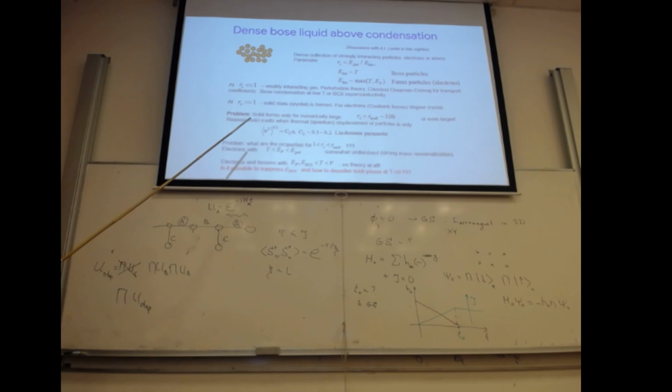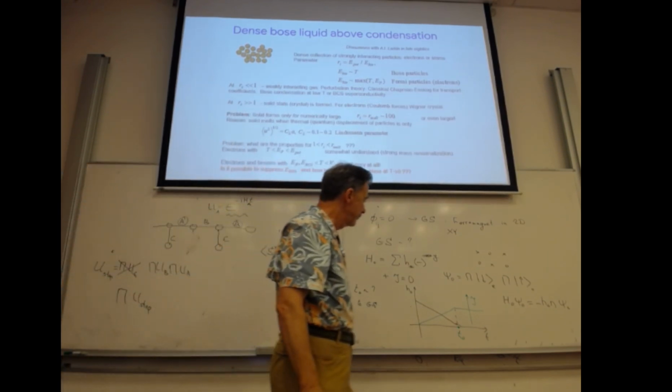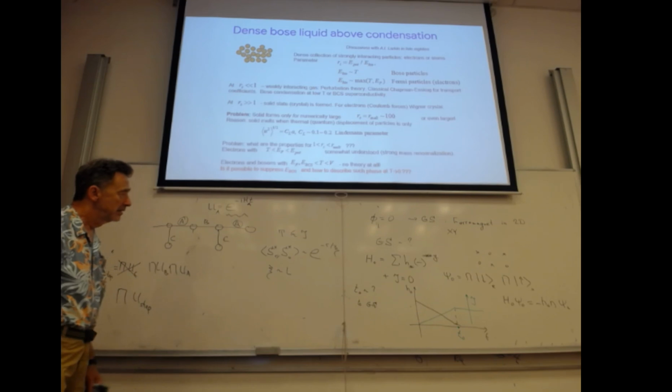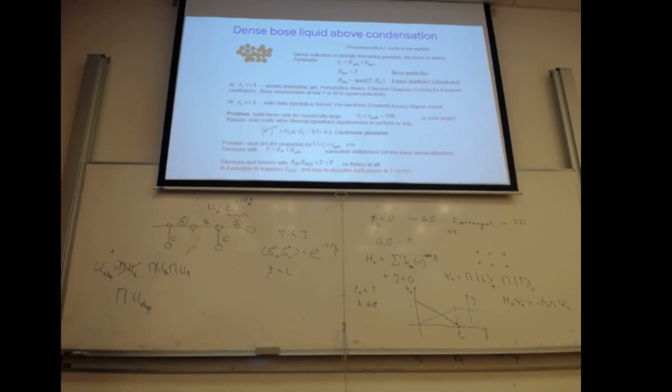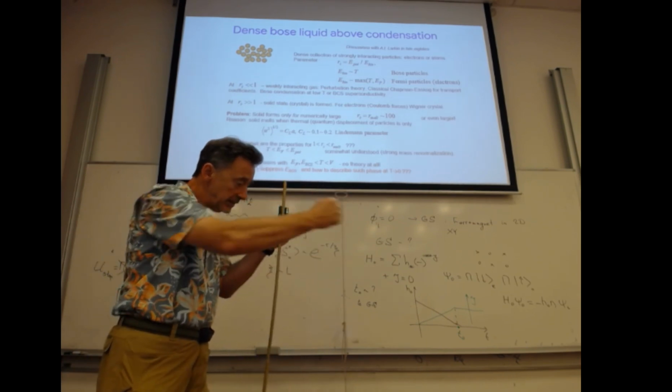So for large Rs, of course, one expects that eventually we form a crystal, because if the interaction is the largest, we just have to minimize the interaction, and minimizing the interaction always means that we put our particles, Bose or Fermi particles, somewhere.